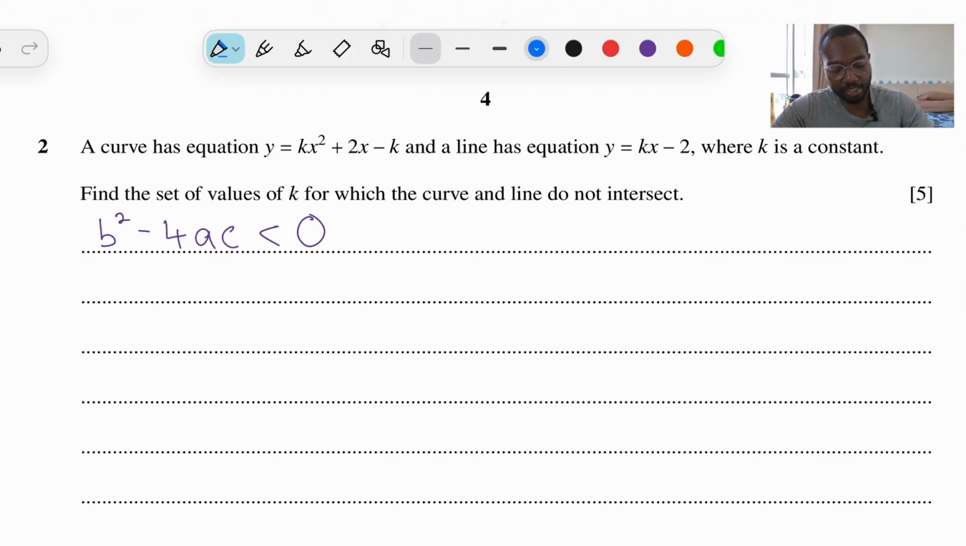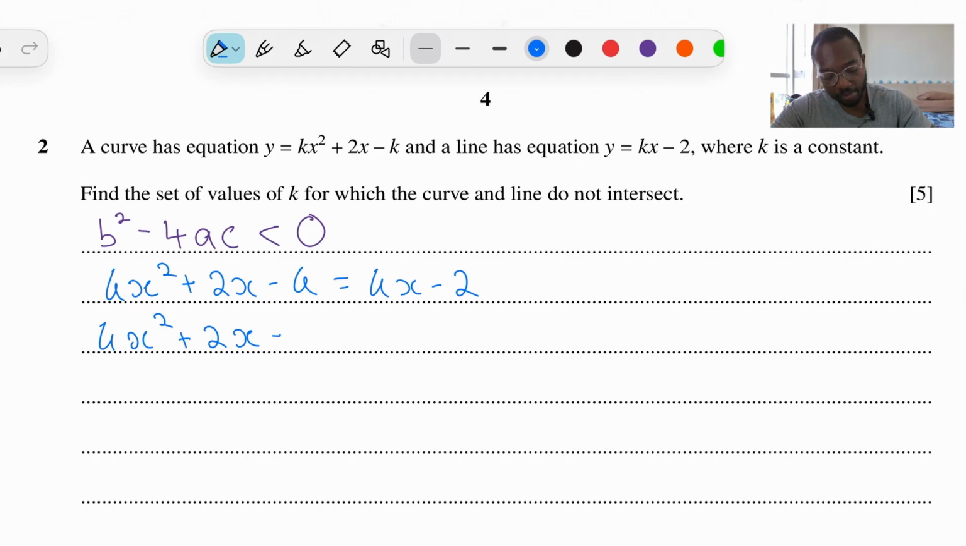So if they intersect, let's make these equal to each other. That will be kx squared plus 2x minus k equals kx minus 2. And let's bring everything to the left side. So we have kx squared plus 2x. I'm bringing that kx over, so now we get a minus kx. And now I'll bring that 2 over, so we get a positive 2 minus k, and that's equal to 0. So now we've got everything on the same side.